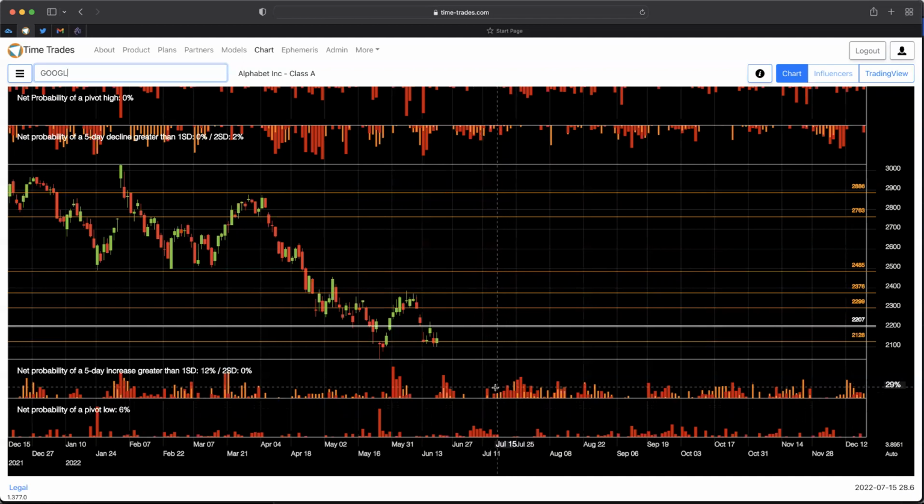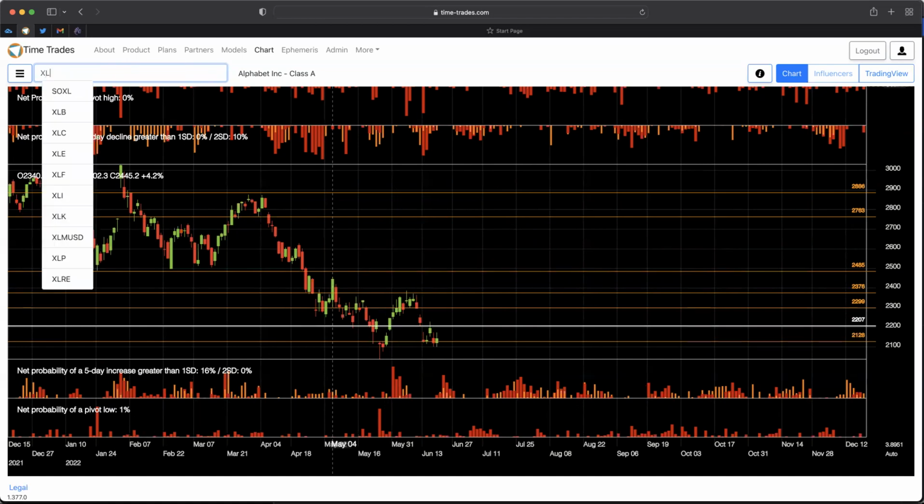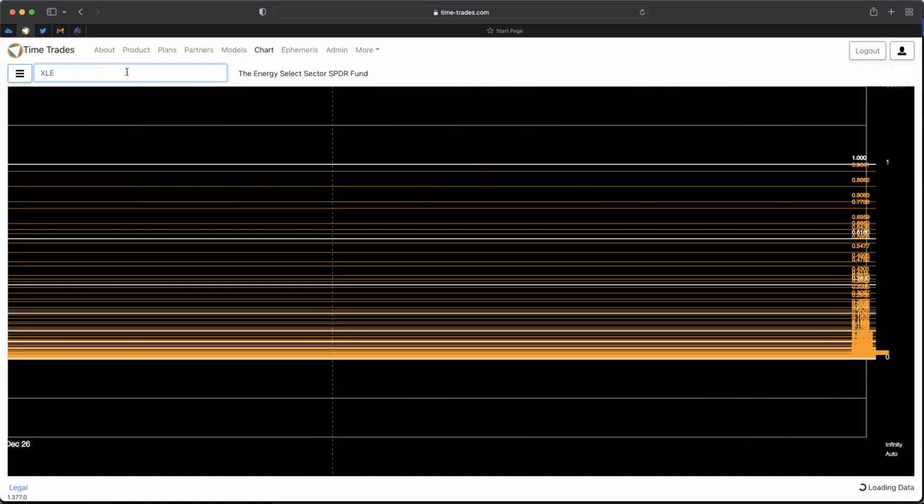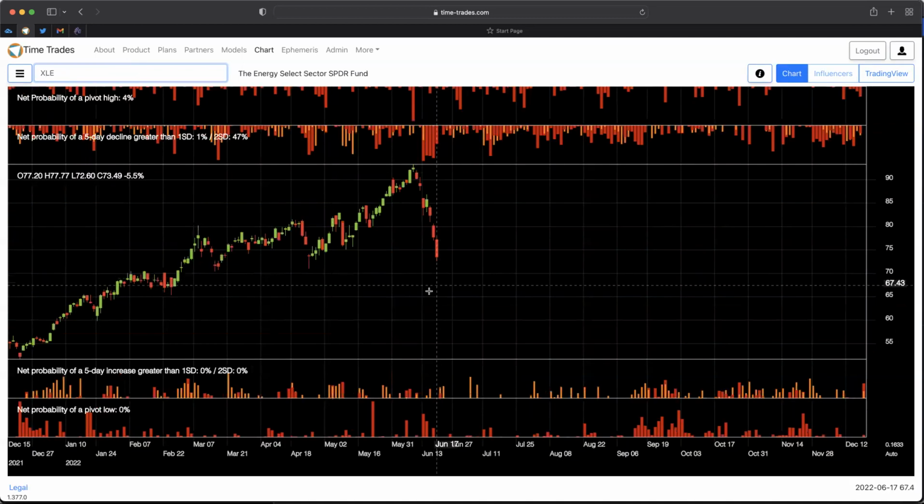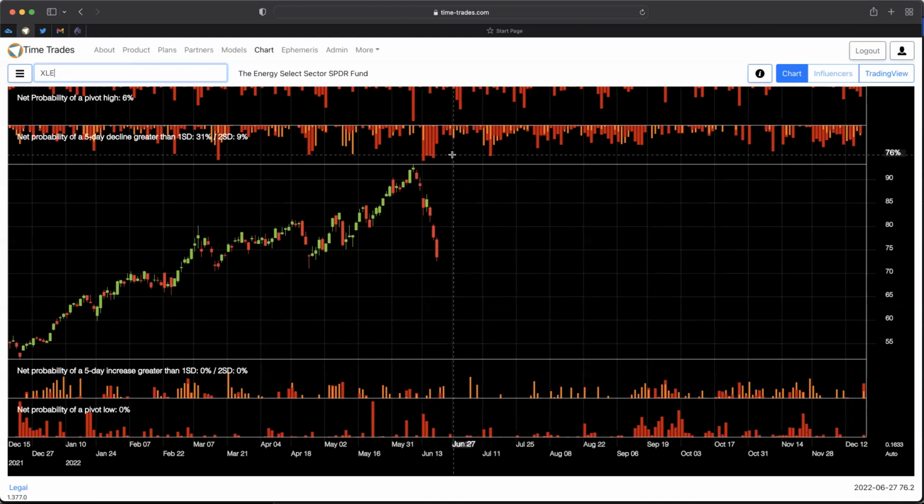But looking ahead into late July, it looks like we do have a chance for a bigger rally up into July 28th. Okay, that's Google. Let's take a look at energy, some big moves in the energy complex over the last week. So we can start with XLE, the S&P sector fund for energy, and this covers oil and natural gas.